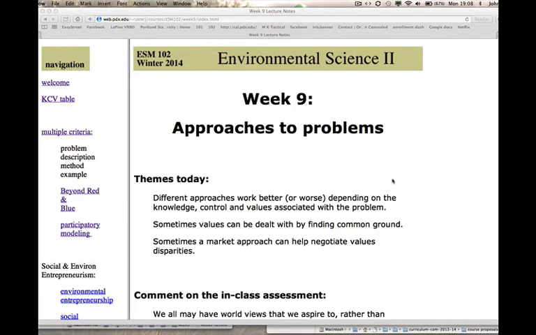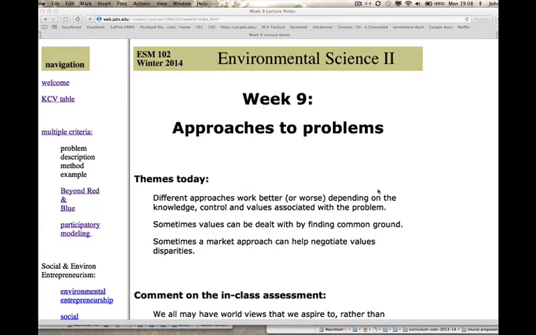Well, it's week 9 already, or maybe you're not quite thinking that. It's finally week 9. And today we're going to talk about two approaches to environmental problems. The themes for today are that different approaches work better or worse depending on the knowledge, control, and values. And we saw that last week.